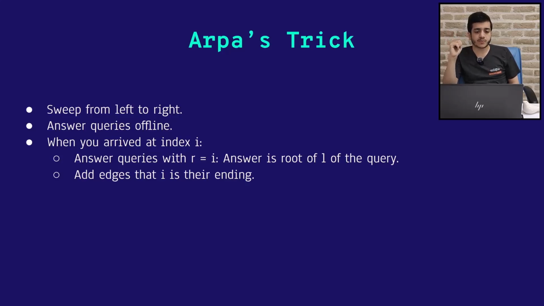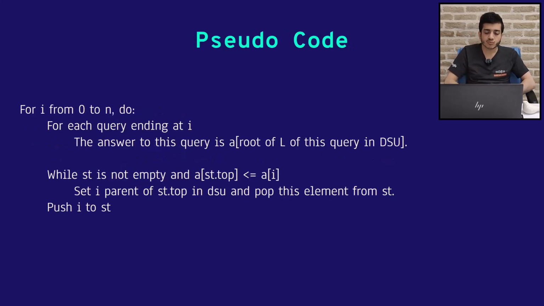Two things remain. One is how to find the root. Simply we use DSU, that's it. And the other one is how we find the first next element that is smaller than, for example, element I. We'll use a monotonic stack for that.